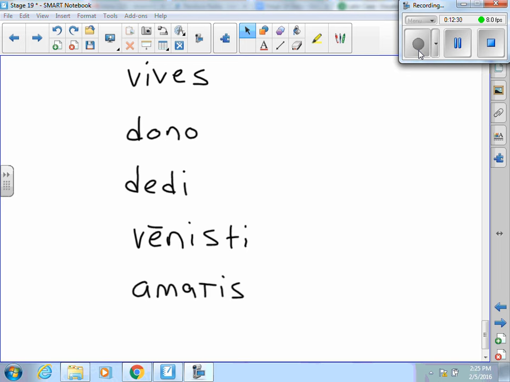You should have come up with: vides is tu, that ends in s, so I'm going to use tu. Dono ends in o, so I'm going to use ego. Dedi ends in i, I'm going to use ego. Dedisti ends in isti, I'm going to use tu. Amatis ends in tis, I'm going to use vos.